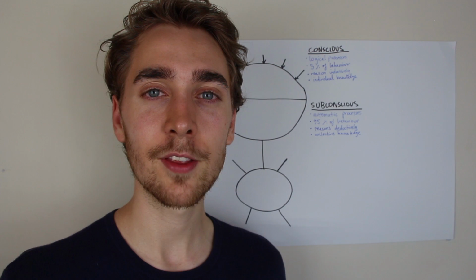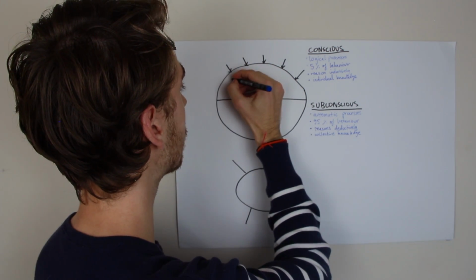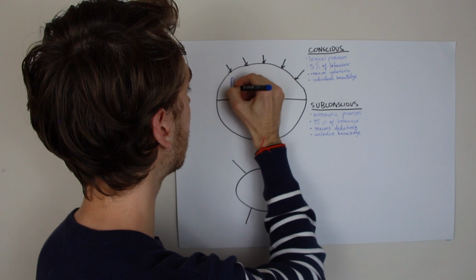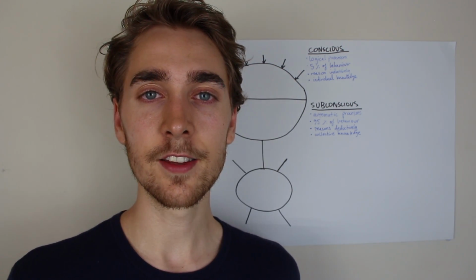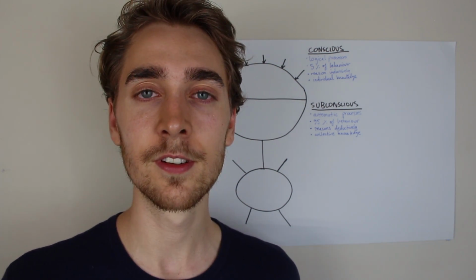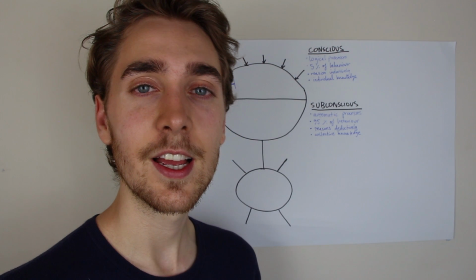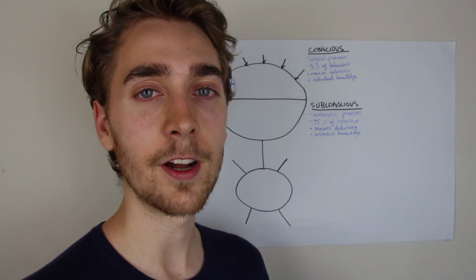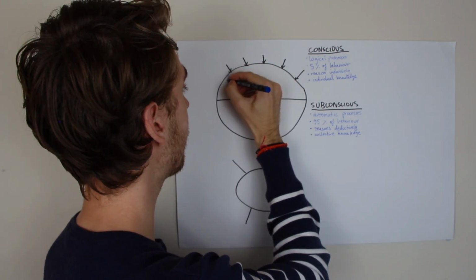Okay, so let's walk through this process. I'm going to put in the letter A in the conscious mind. A represents your desire. This may be manifesting a specific person, a certain amount of money, a certain amount of success within your career or business, a certain amount of health and financial success. Anything symbolizes your desire A.